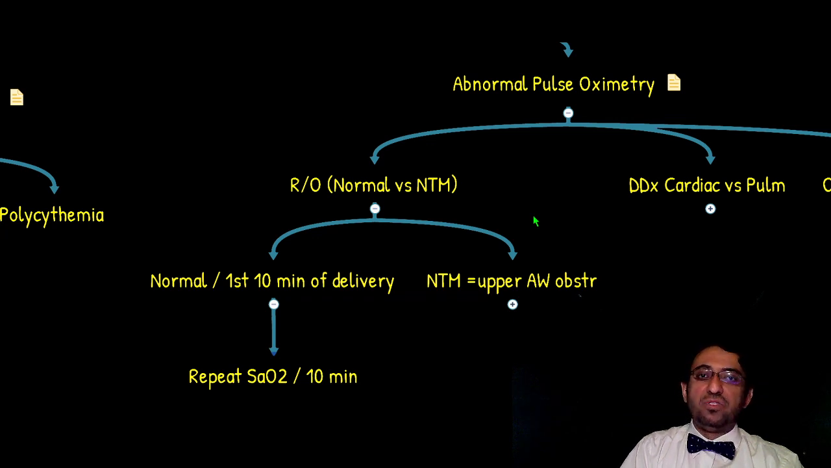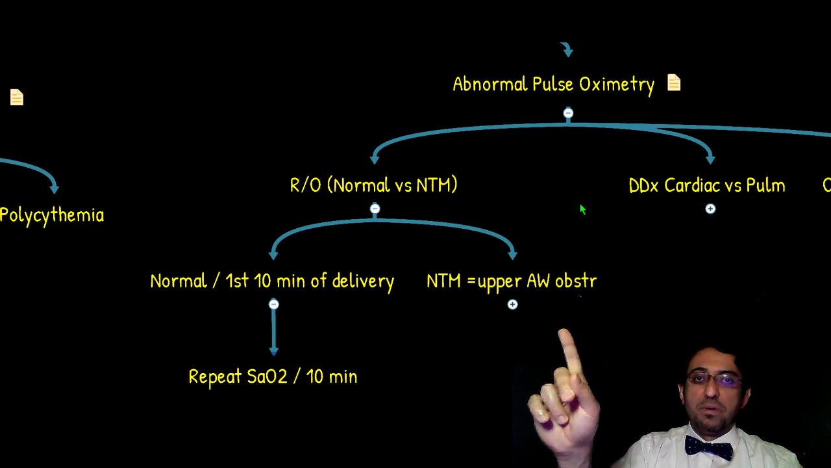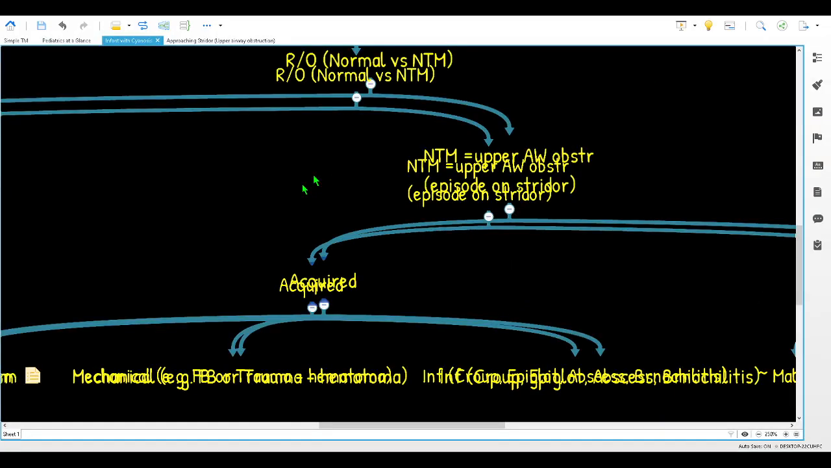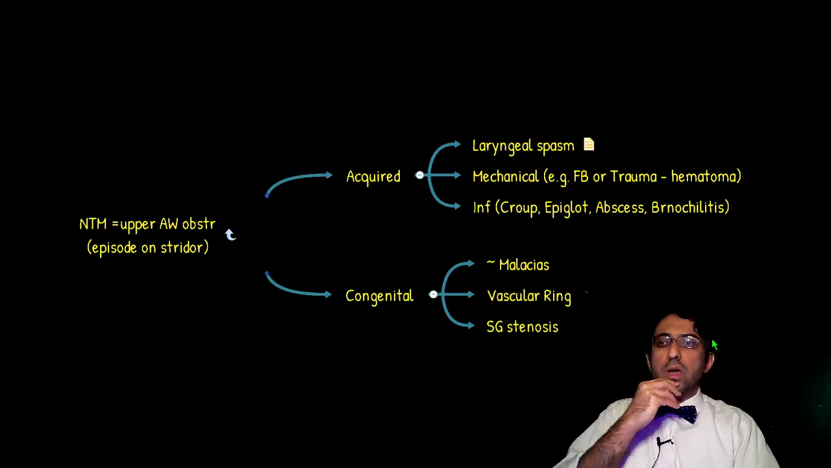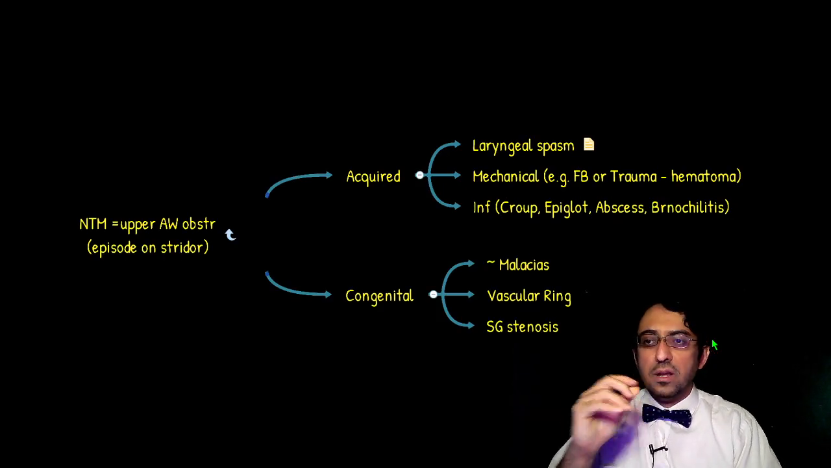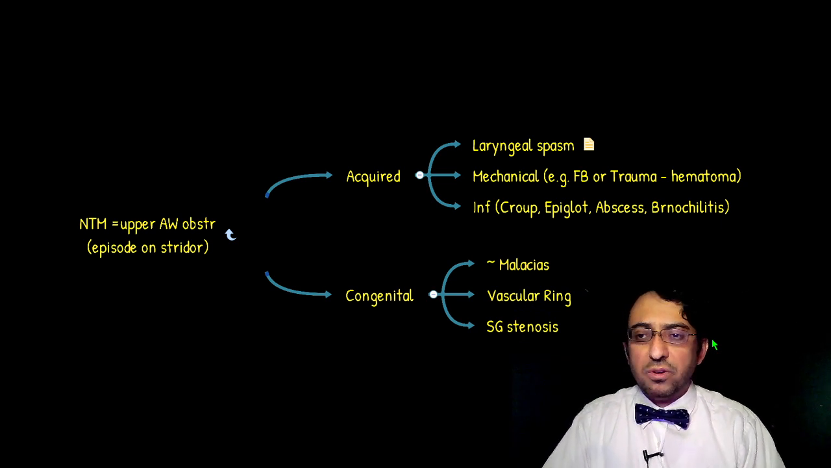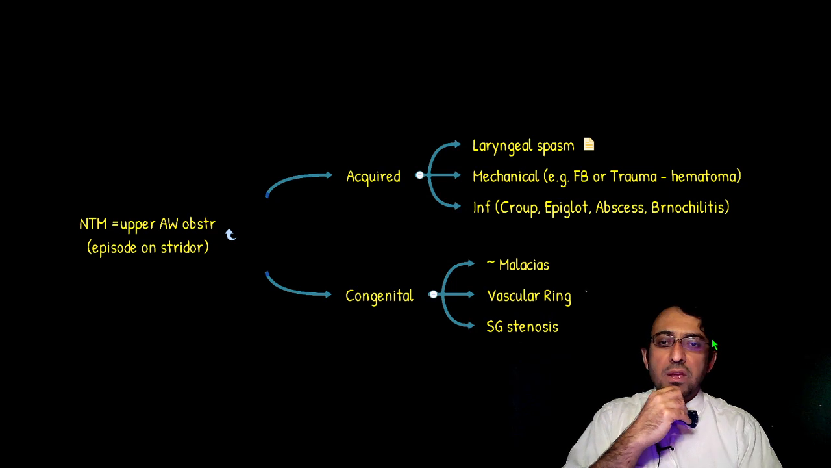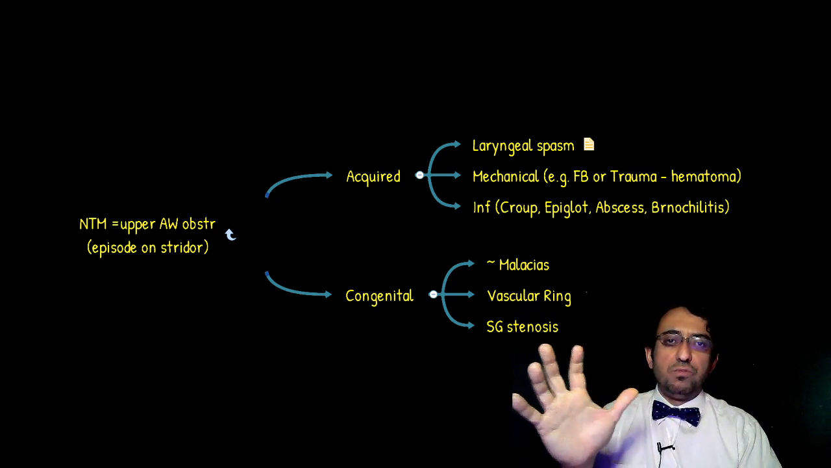Okay, what is the first step then if the central cyanosis is present after the first 10 minutes of life? The first condition to rule out is the upper airway obstruction, regardless of age. Now we will discuss the differential diagnosis of conditions associated with upper airway obstruction in a separate episode. Just remember, these are the differential diagnoses of stridor also. For now, remember, there are just two categories.